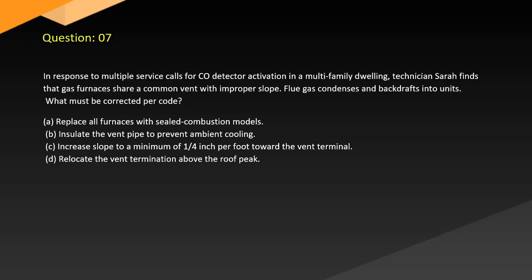A. Replace all furnaces with sealed combustion models. B. Insulate the vent pipe to prevent ambient cooling. C. Increase slope to a minimum of 1/4 inch per foot toward the vent terminal. D. Relocate the vent termination above the roof peak.